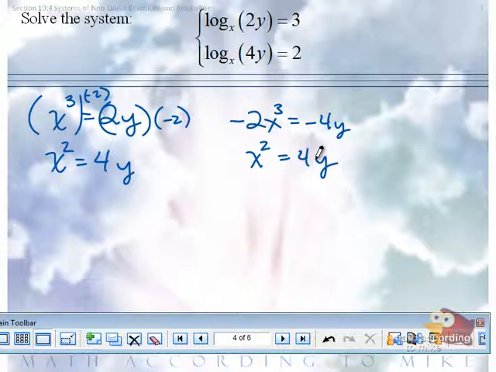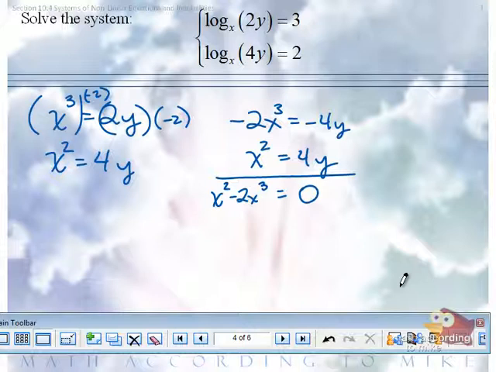So when we now add these two equations, what happens to the y's? They cancel. So you're going to get 0 on the right. What do you got on the left? Please be careful. Yeah. So remember, you're adding the equations, not subtracting them. So now we're left with x squared minus 2x cubed equals 0.